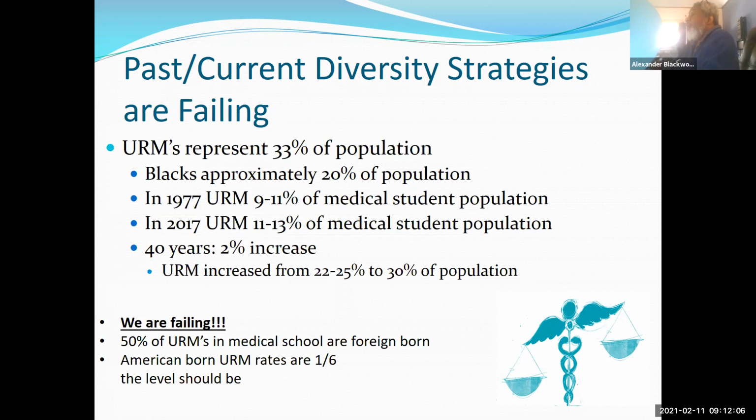On top of everything else, about half of the URMs are foreign born. It's not that they shouldn't be foreign born, but that means we're failing even more with our American born minorities. There's something in our educational process that is creating this disparity and this gap. Next slide.